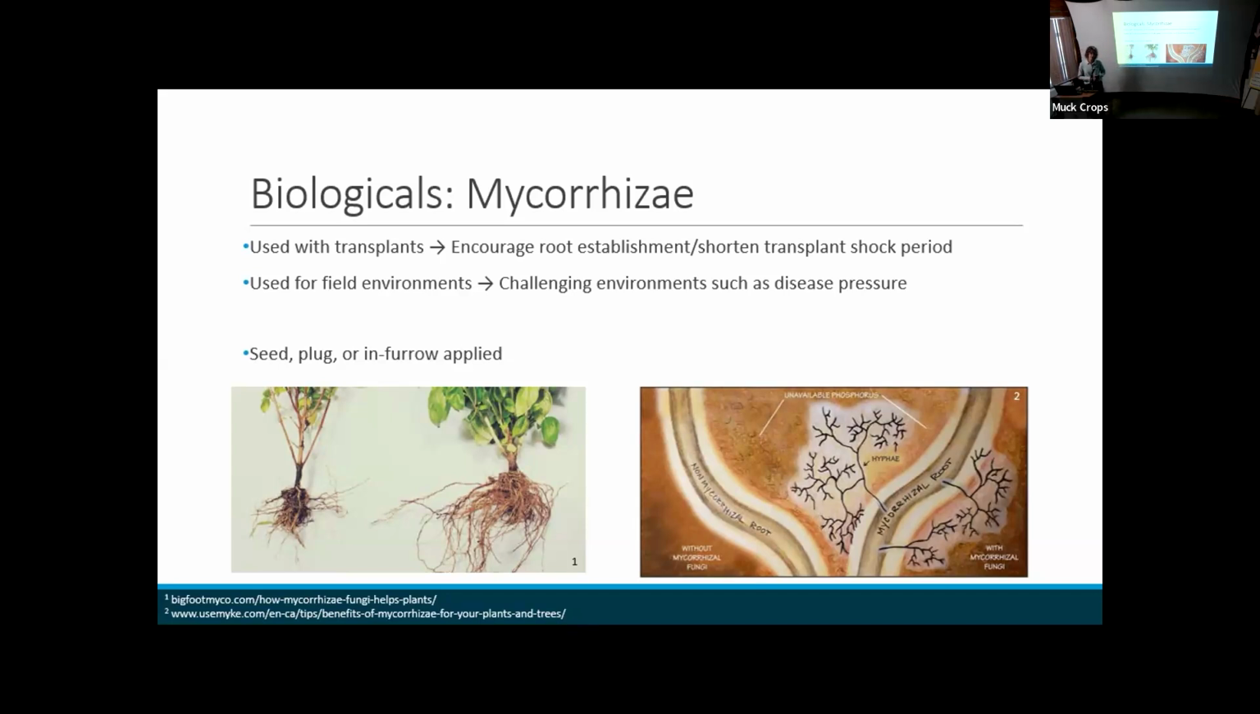You're expanding what you're pulling from. And the benefit about this is you can apply it on the seed, you can apply it on the plug, or you can apply it across the field in furrow. I am not the person to talk to about in furrow. That's where you go talk to your pesticide people.